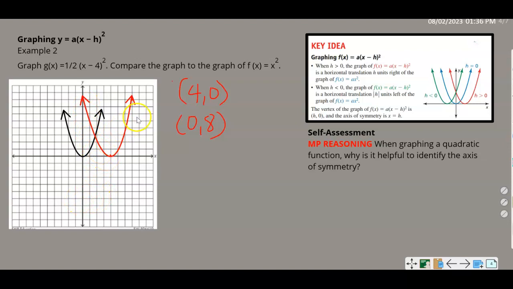Depending on how many points you want to graph, you need a minimum of 3. If you have your vertex and 1 on each side of the vertex, you can sketch a pretty good curve. But having that axis of symmetry helps you know where to reflect the point across.